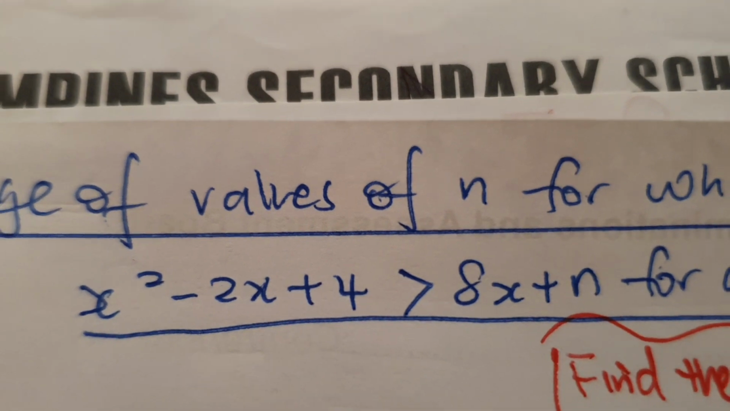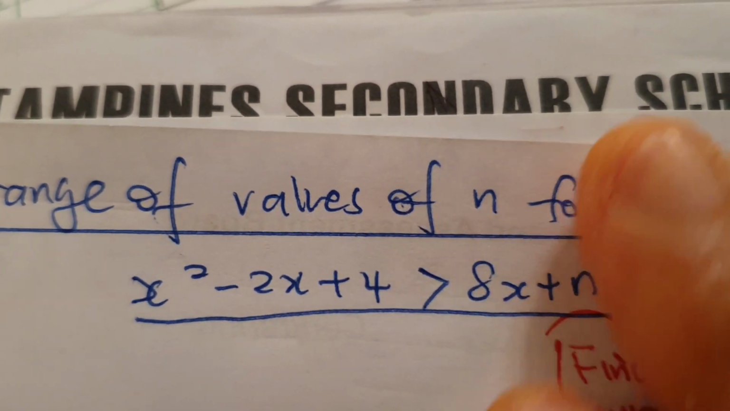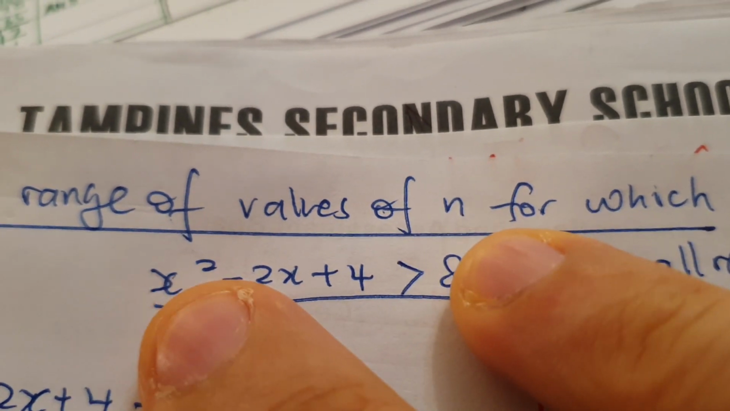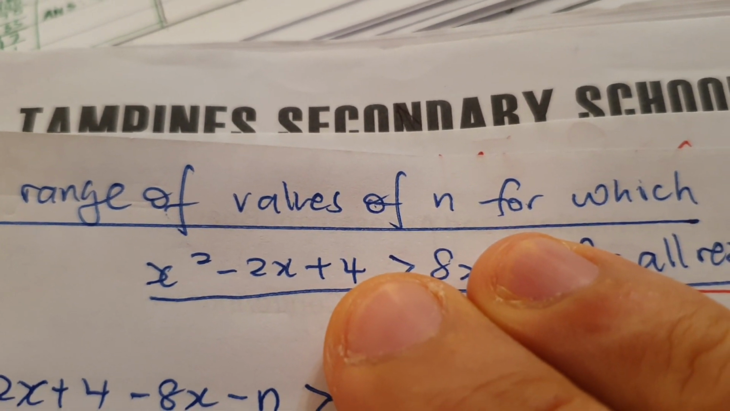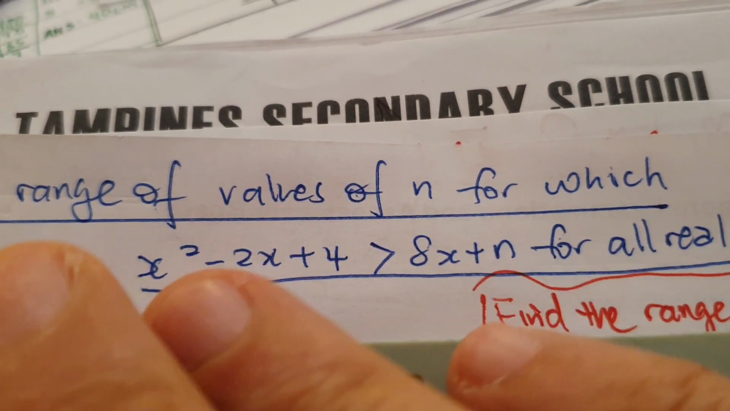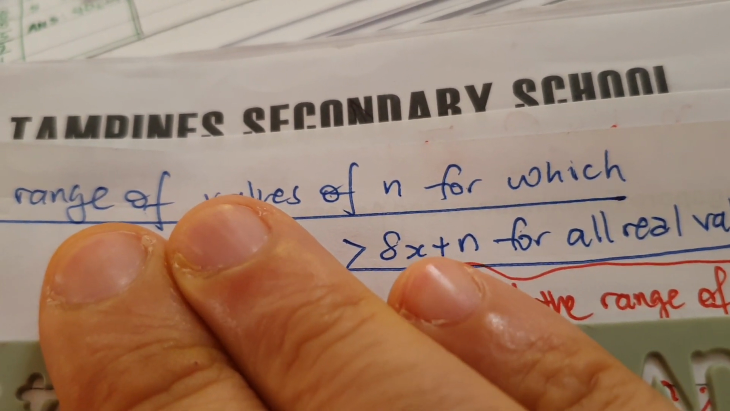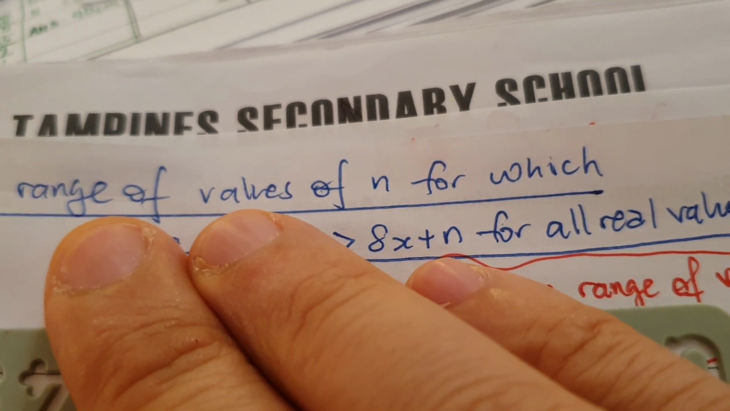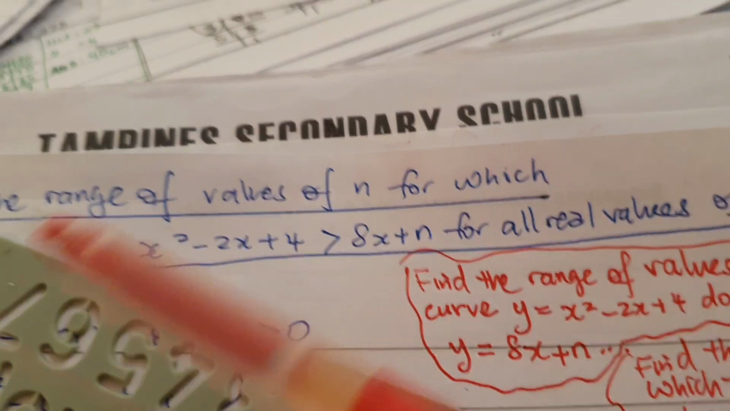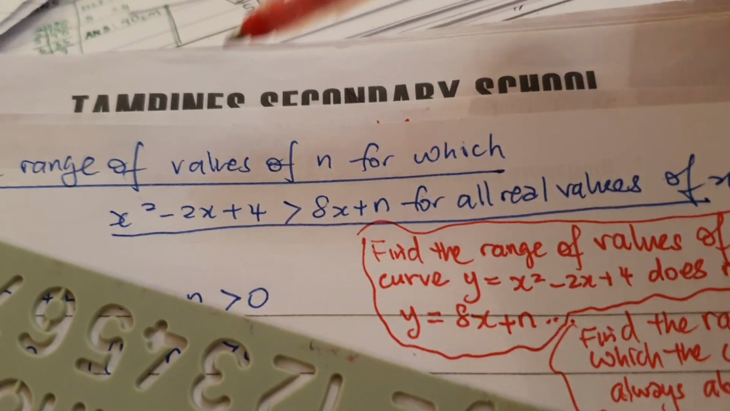Now what does this mean? It means that on the left side, this equation is in the form ax squared plus bx plus c, where a is 1, b is minus 2, c is 4. So this is actually a quadratic curve. Now look at the right side. The right side is actually a straight line in the form mx plus c because n is a number, just a constant. So what I'm trying to tell you is there are many ways to phrase this type of question, and students always get confused. So this is one way.